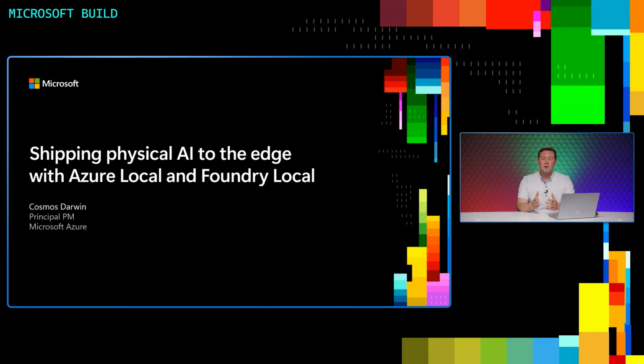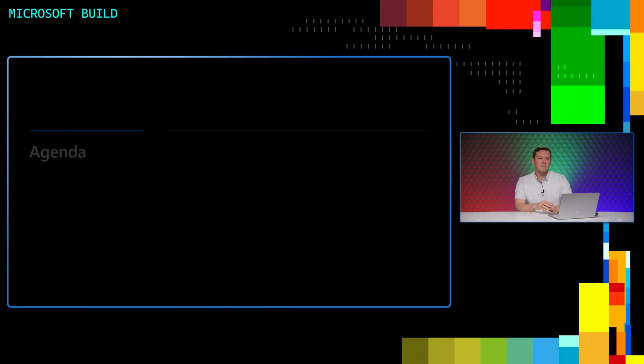And in this session, we're going to be talking about shipping physical AI to the edge using a variety of technologies from Microsoft's Adaptive Cloud approach, including Foundry Local and Azure Local. Now, here's specifically what we're going to cover.